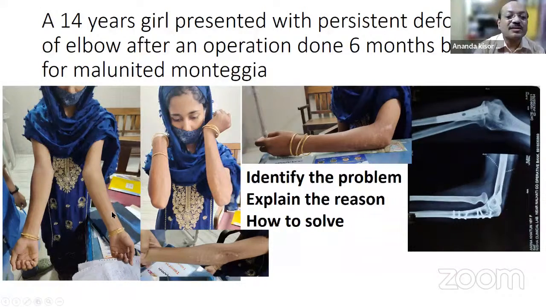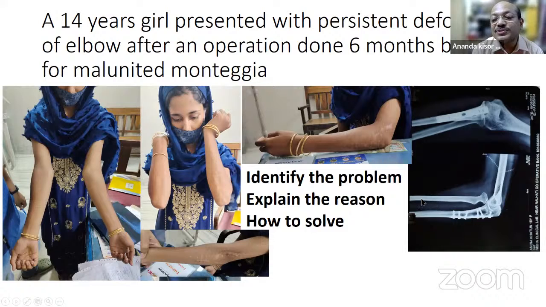Why has the deformity persisted? You can see if you check this, it is a normal valgus, the normal attitude of the limb, whereas on the operated side, excessive valgus is seen. These scars you can see here. So what is the problem? Now explain the reason and how to solve. What is the problem?